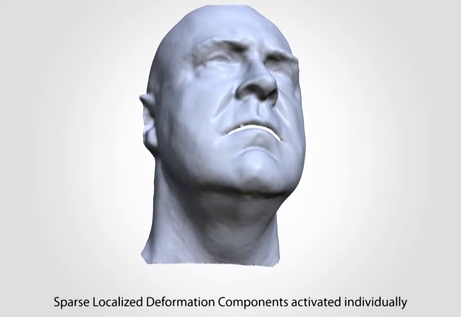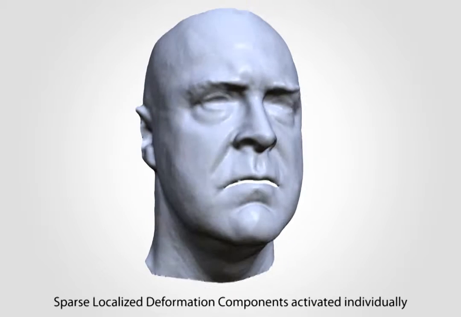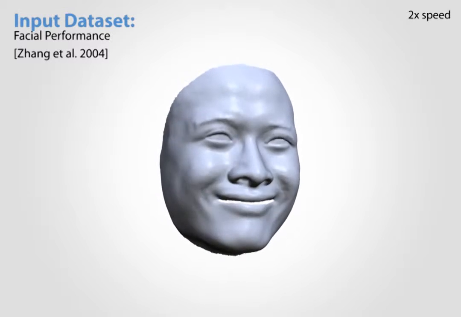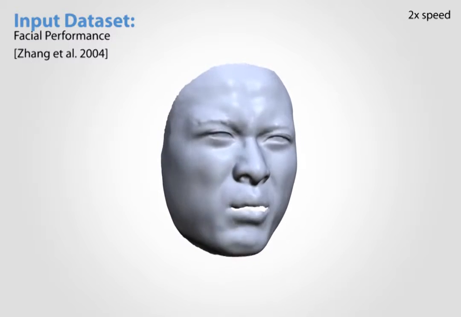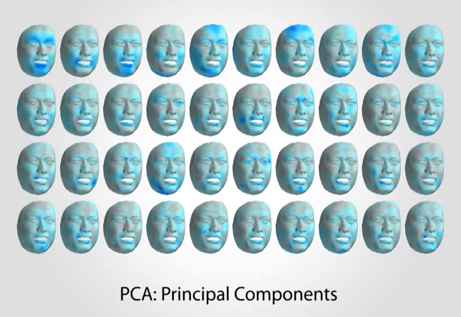It even discovers this vibration of the vocal cord. These components were learned completely automatically. No user interaction, pre-modeled blend shapes, or prior knowledge was used. Our method can be seen as an unsupervised dimensionality reduction technique and is comparable to the popular principal component analysis.